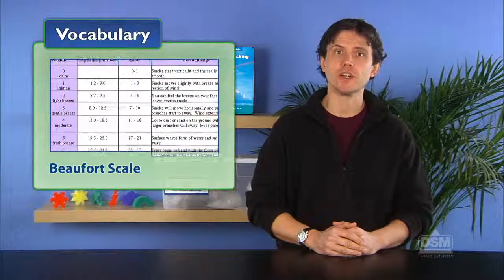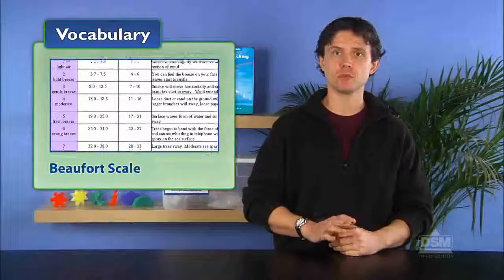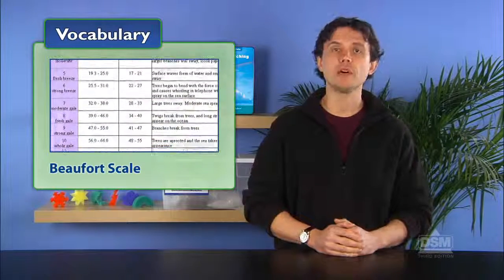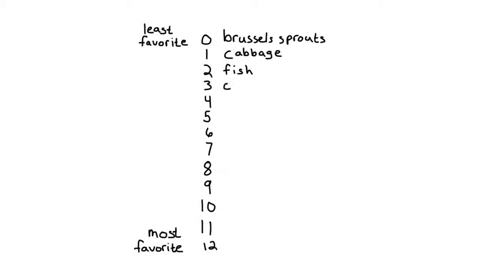The Beaufort scale rates wind strength on a scale from 0 to 12, with 0 meaning total calm or no wind, and 12 meaning hurricane force winds. Over the years, scientists have adapted the Beaufort scale for use on land, and the National Weather Service still uses it today.